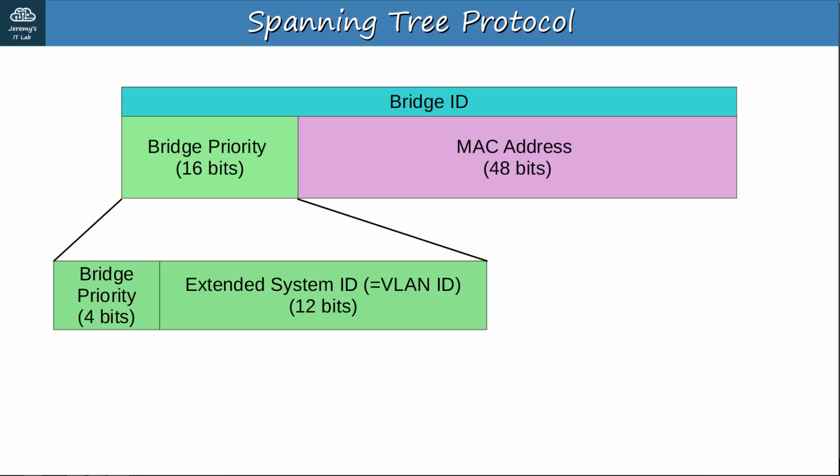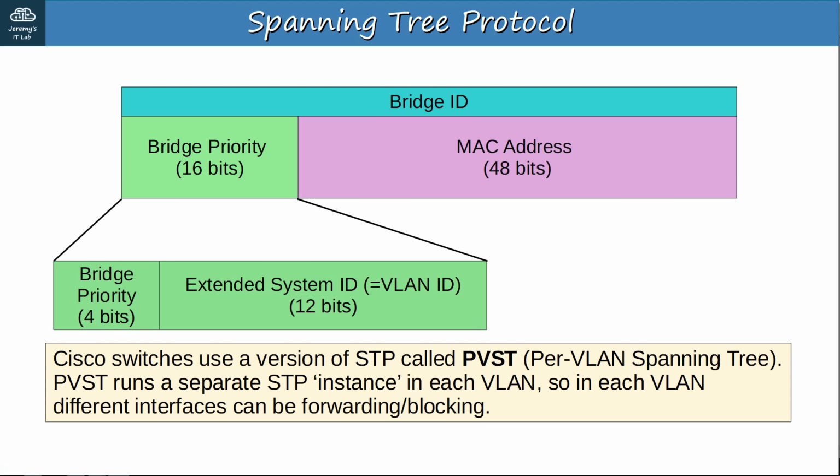Why include a VLAN ID in the bridge priority? Well, Cisco switches use a version of STP called PVST, which stands for Per-VLAN Spanning Tree. PVST runs a separate STP instance in each VLAN. So in each VLAN, different interfaces can be forwarding or blocking. One interface could be forwarding in VLAN 1, but blocking in VLAN 2, for example. By adding the VLAN ID into the bridge priority, the switch will have a different bridge ID in each VLAN.